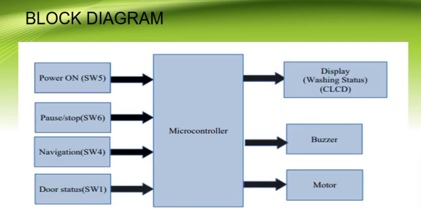This block diagram shows the interaction between the microcontroller, input devices like switches and keypads, and output devices like LCD, buzzer and fan. It gives a clear overview of the system architecture. In the demo, we simulate the washing process virtually. You can see how the machine transitions through stages.